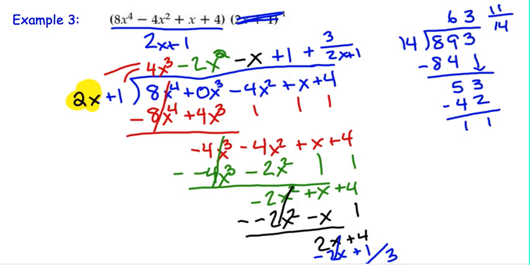So my final answer to this problem is 4x cubed minus 2x squared minus x plus 1 plus 3 over 2x plus 1. So I know it's not super simple, but using long division and a review of that will help us as we work to divide polynomials by monomials and other polynomials.